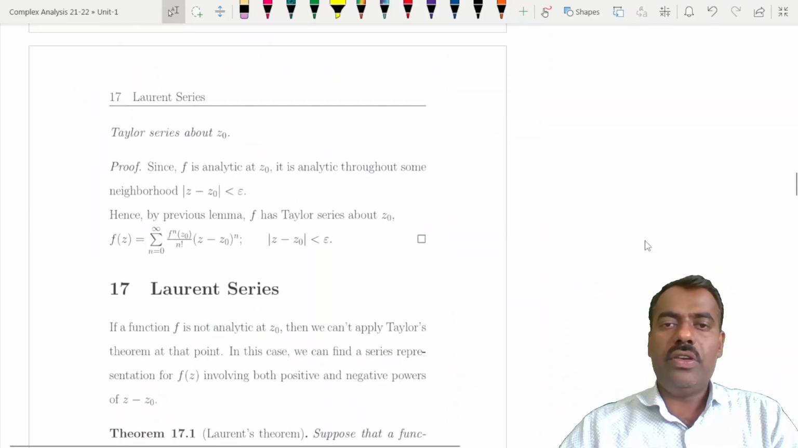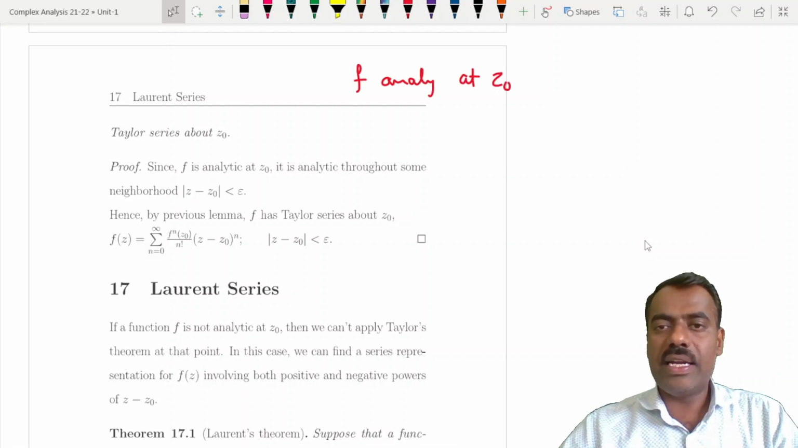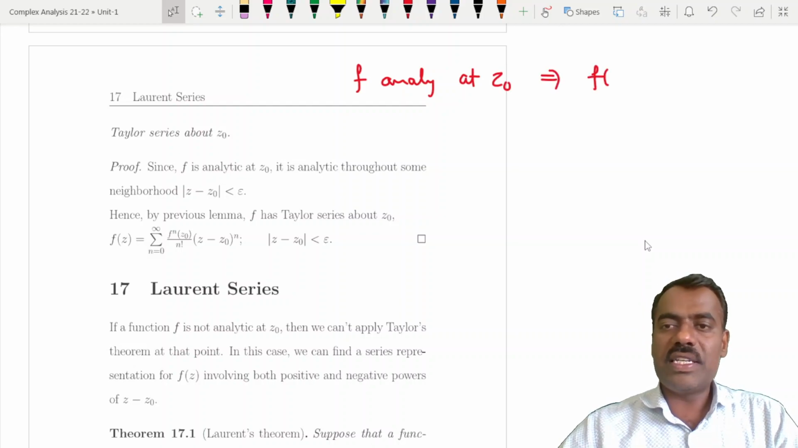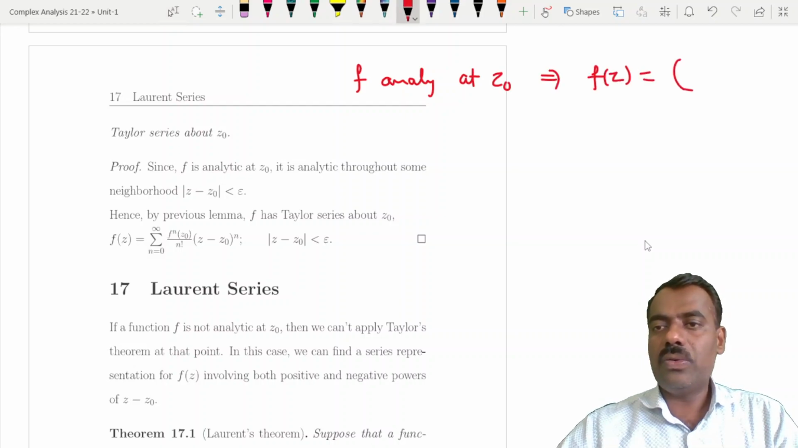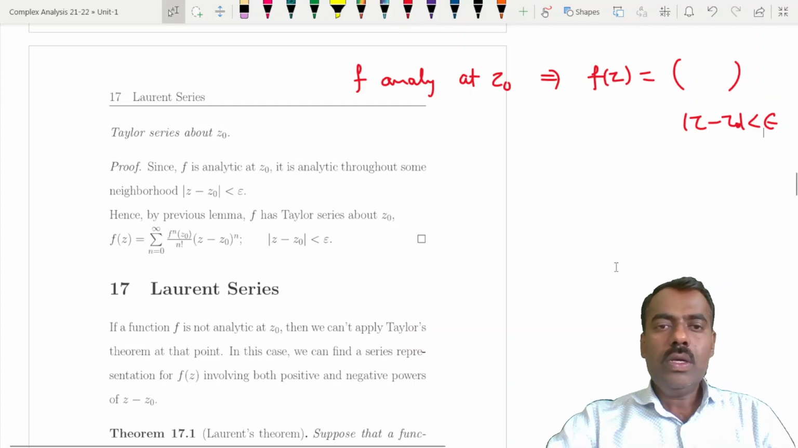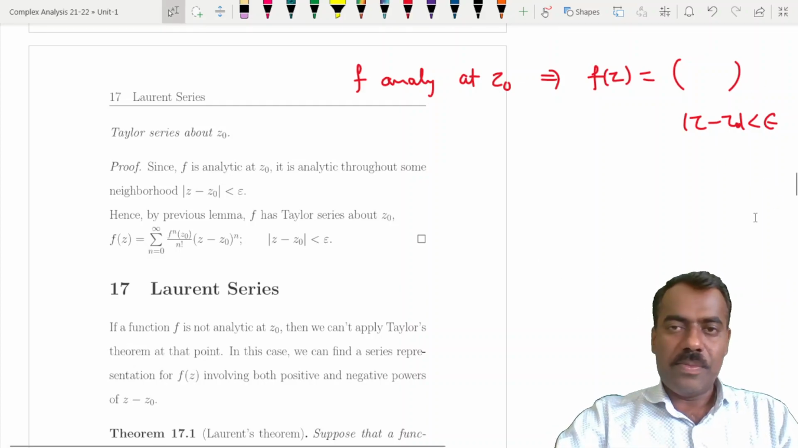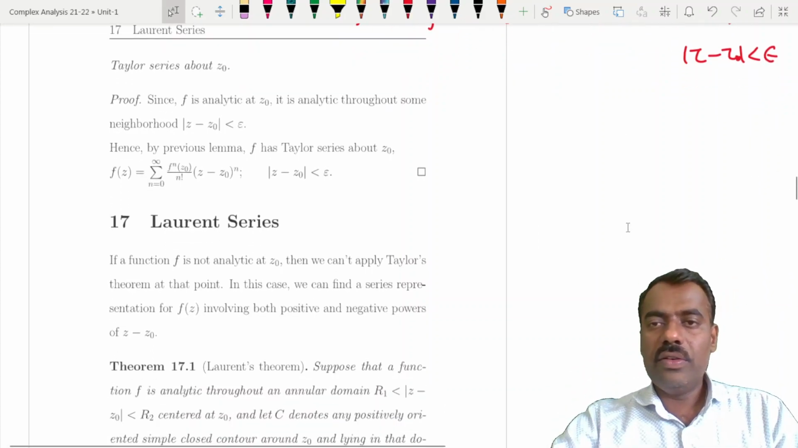So if f is analytic at z naught, then also it has a power series representation f of z equal to that series, where mod z minus z naught is less than epsilon, for some epsilon greater than 0. Fine.